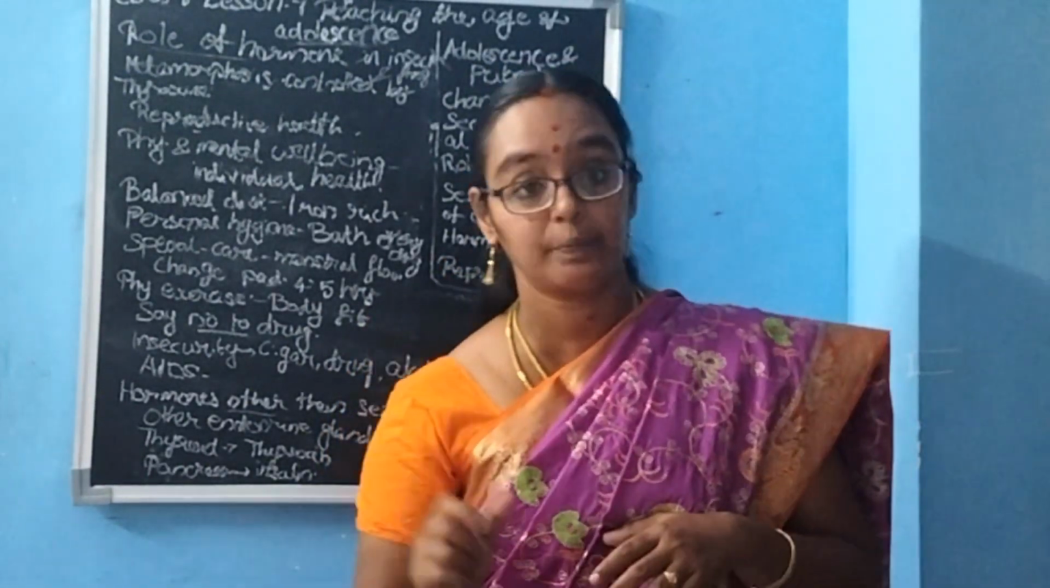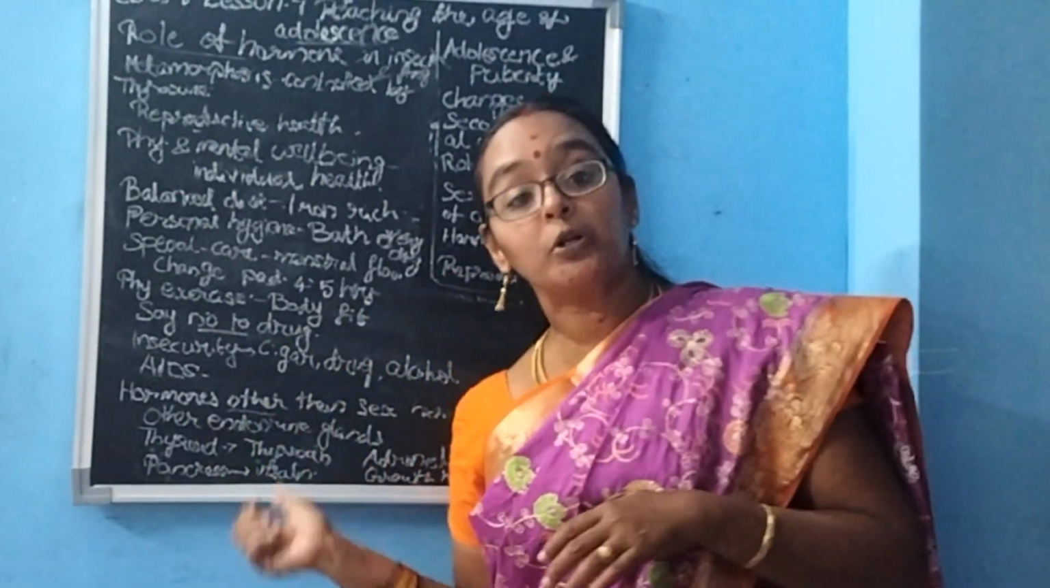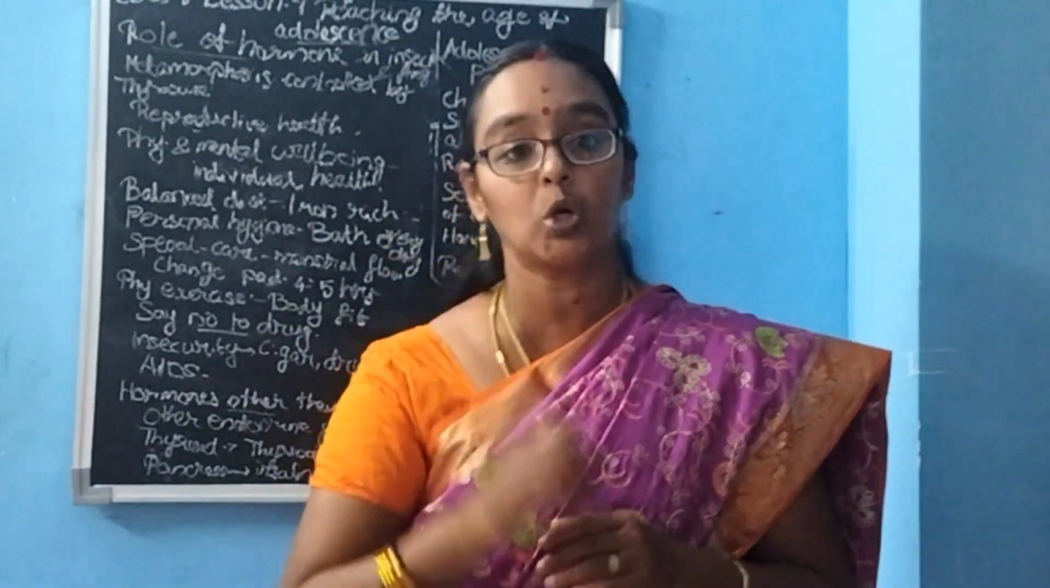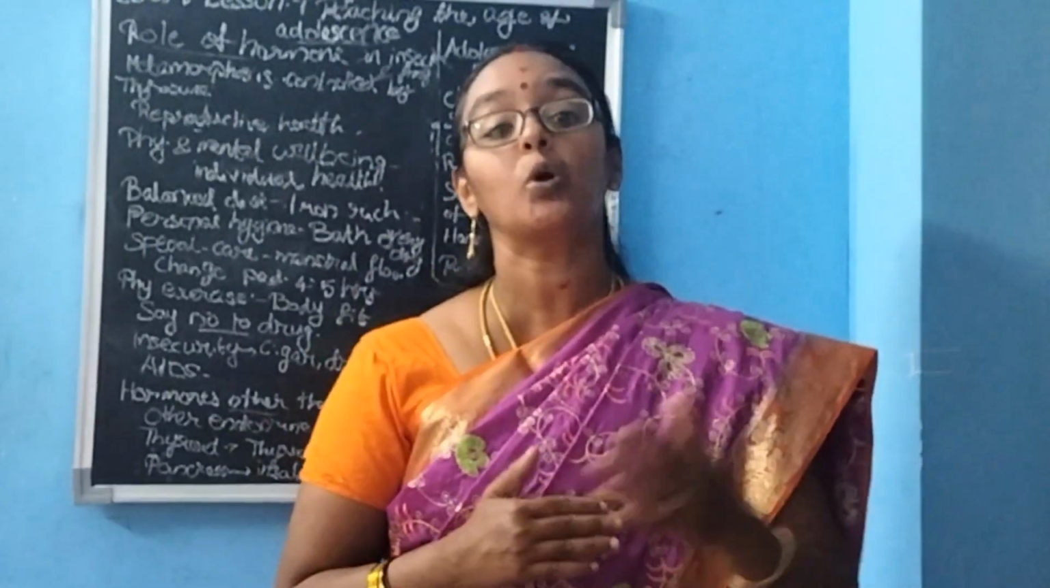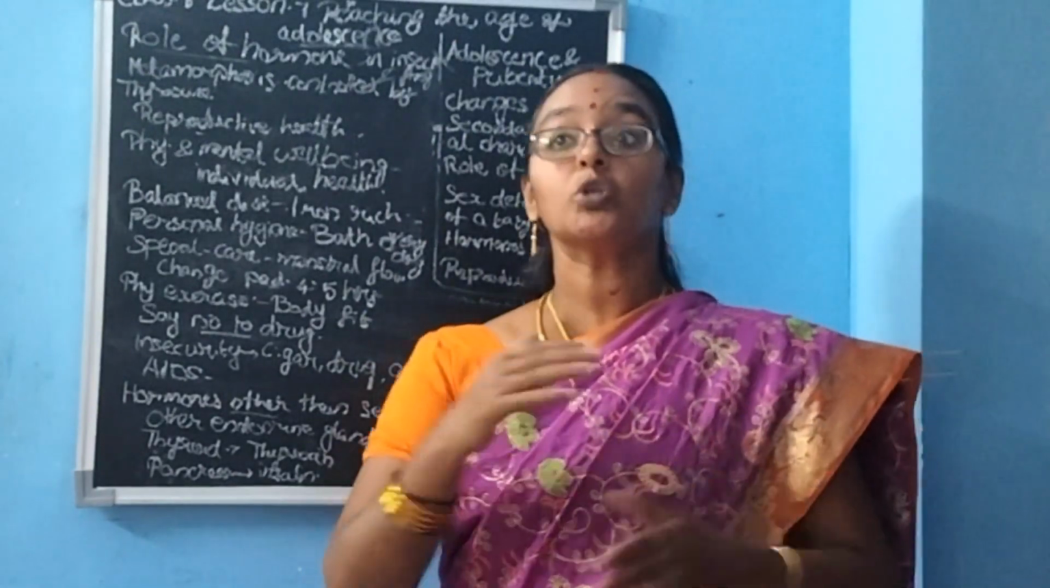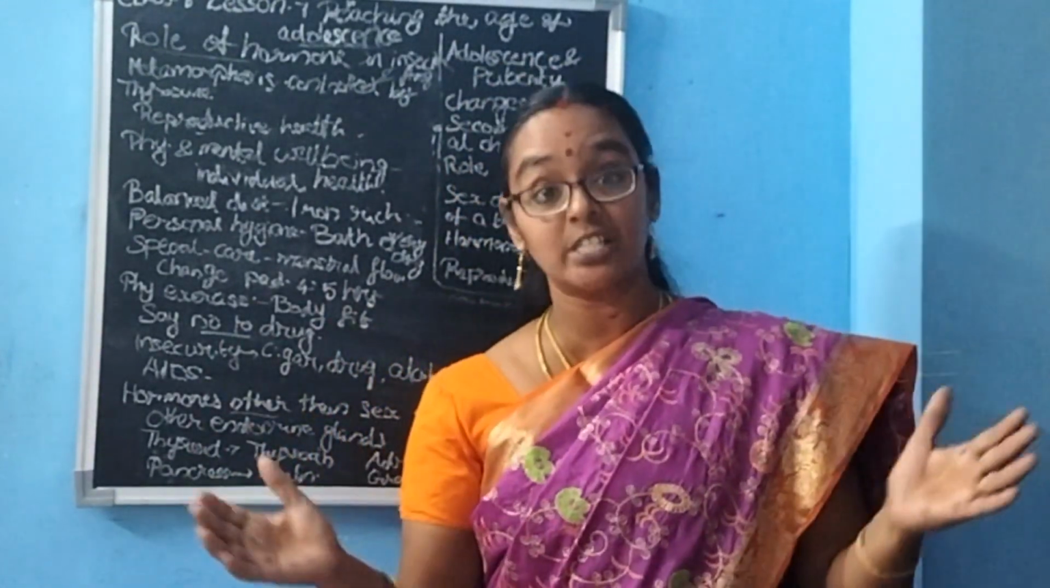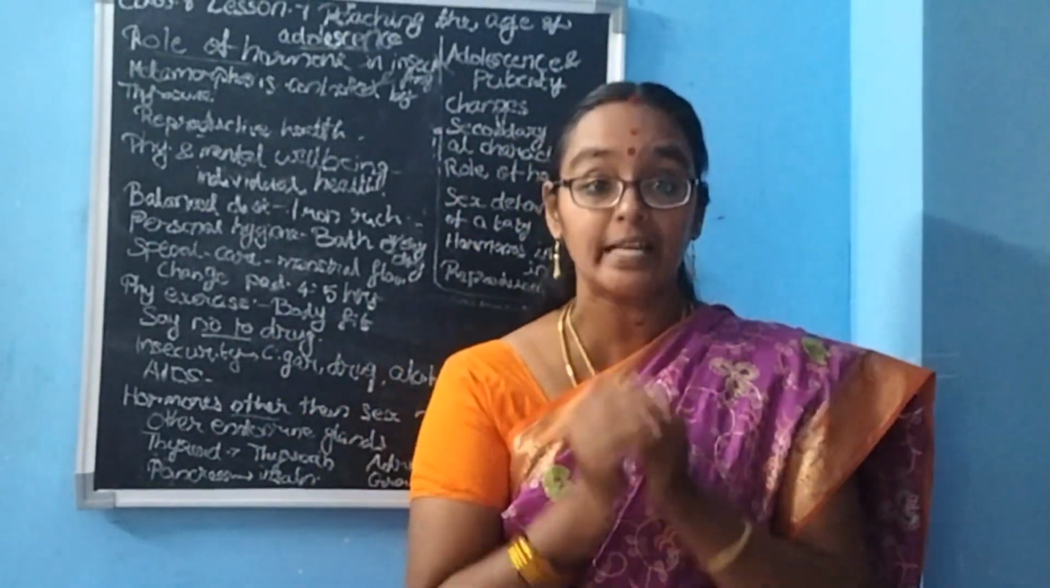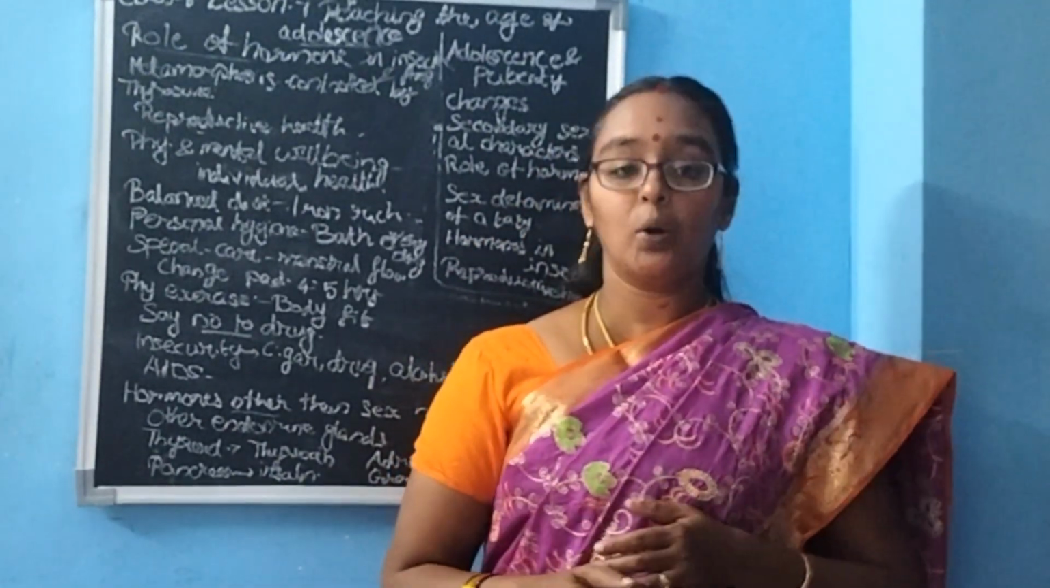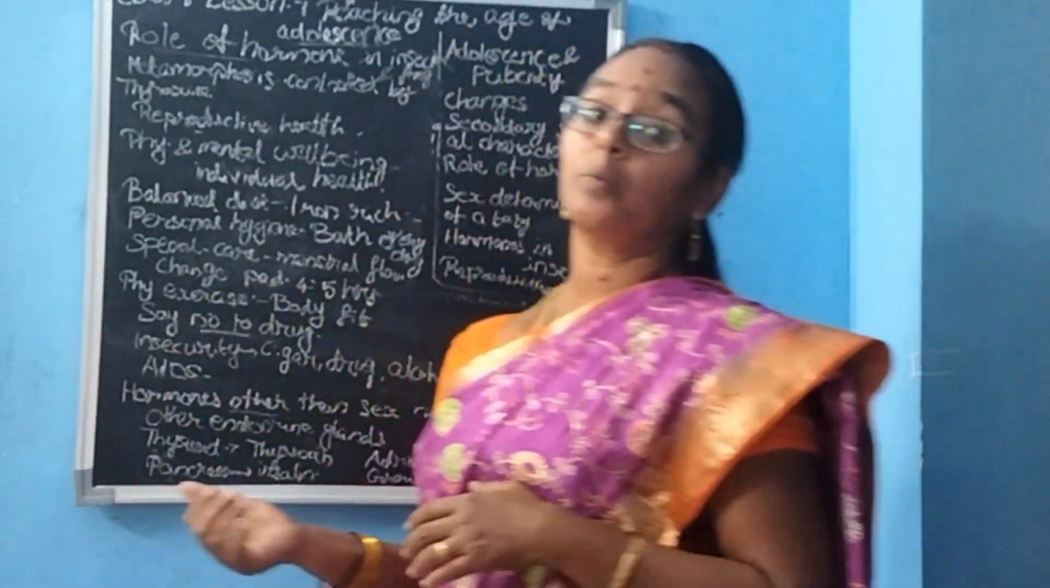Then we are saying the master gland. What is that? Pituitary. Pituitary gland is the one which produces growth hormones for the proper growth of the human being. When the growth hormone is more, it results in gigantism, and if the growth hormone is less, it results in dwarfism. These are the other hormones produced.